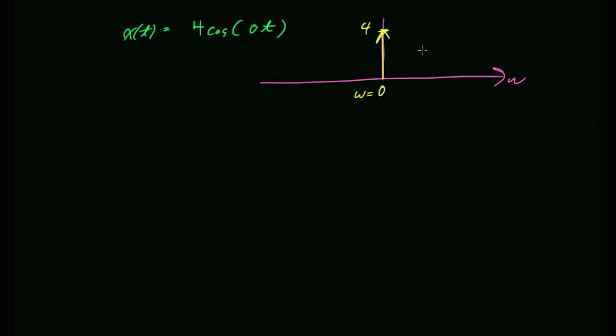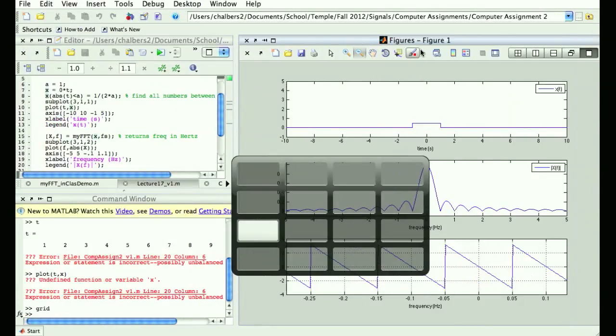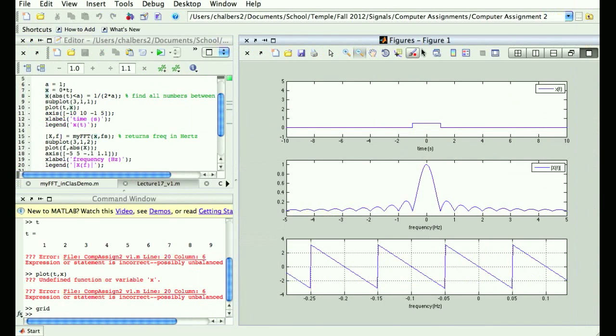Yes, sir. You had there that the phase is minus 10 omega, right? So in previous lectures you said the phase is minus a omega. Why is it minus a omega, and not a omega? That's just the way the formula worked out.